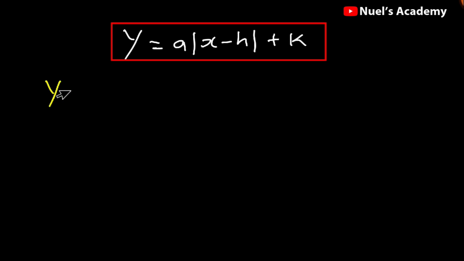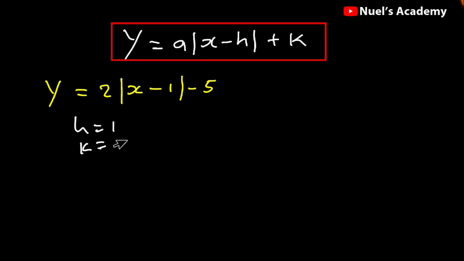Let's solve this one. y is equal to 2 times the absolute value of x minus 1, minus 5. So let's compare this with this equation. Here h is equal to 1. Remember, we have minus h, we have minus h, so it's similar. h is equal to 1, k is equal to minus 5. So the vertex of the graph is at the point (1, -5). And then this slope here, a, is equal to 2.